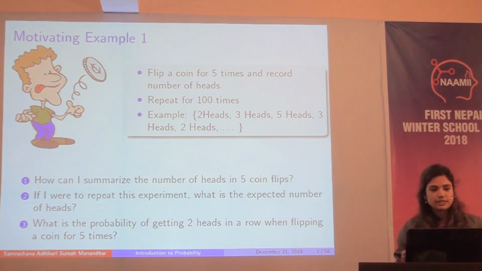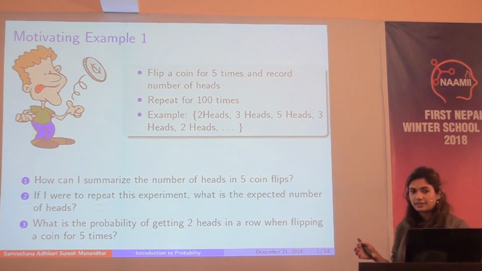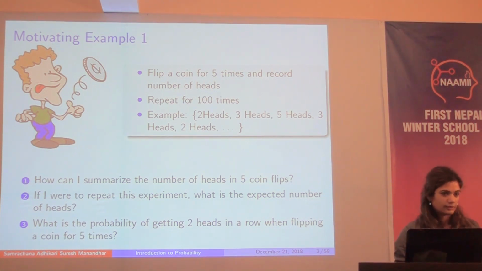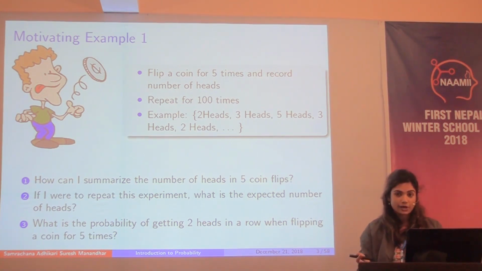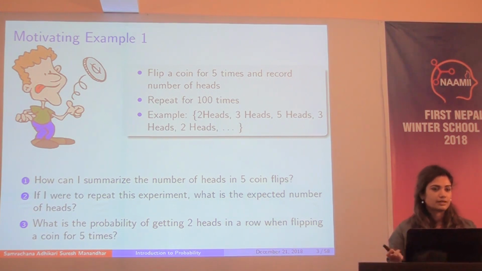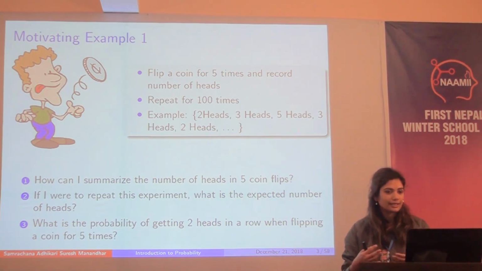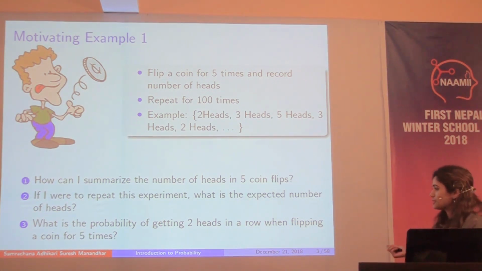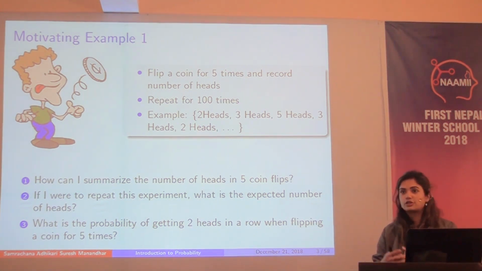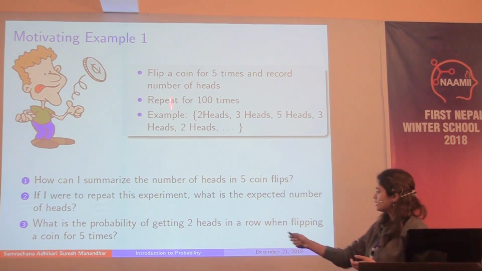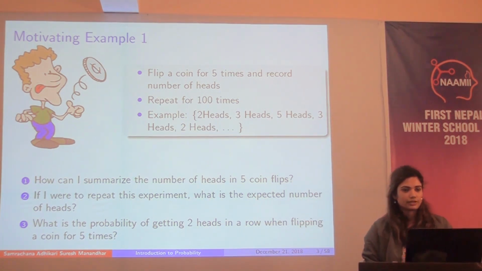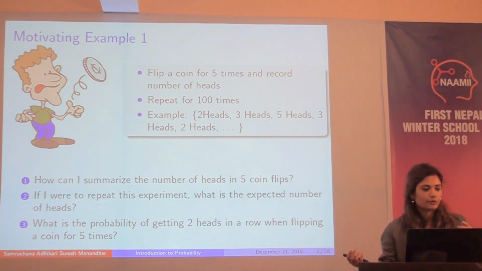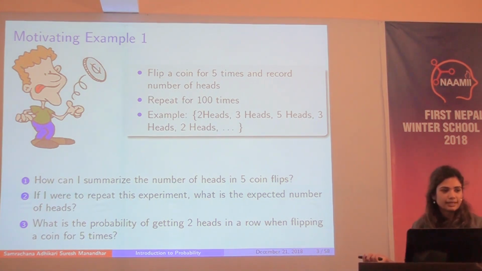Also, if I were to repeat this experiment again and again, what is the expected number of heads? It depends on a lot of things. How likely is the head versus tail? Is this coin fair, which is what we call it when both outcomes are equally likely? We could also ask, what is the probability of getting 2 heads in a row when flipping a coin 5 times? There are so many possibilities, but if I was only interested in getting 2 heads, one after another, in flipping a coin 5 times, how can we quantify that?